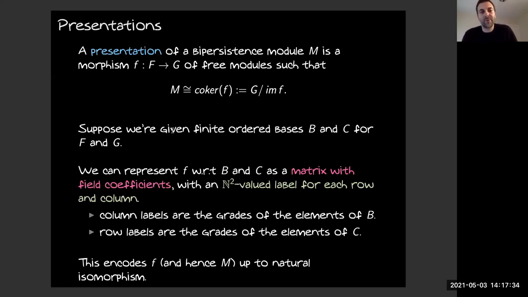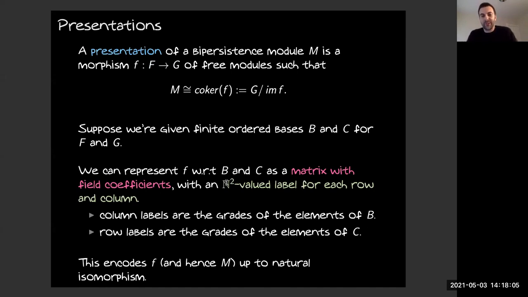So suppose that I'm given finite ordered bases for F and G, the domain and the codomain here, call them B and C. Then it turns out, using ideas that are really similar to ones from ordinary linear algebra, we can represent F with respect to these bases as a matrix with field coefficients. I'll skip the details of how you get this matrix, but it's like how you do it in ordinary linear algebra.